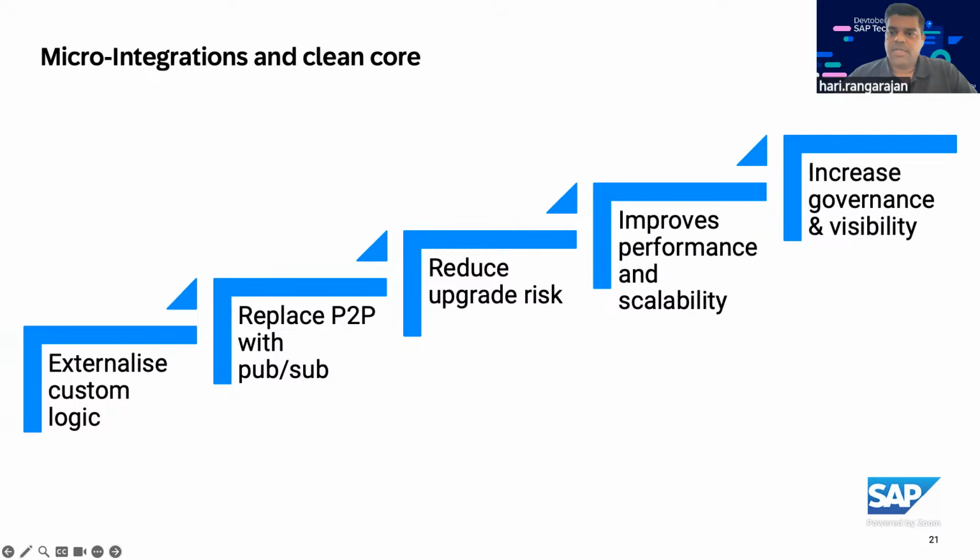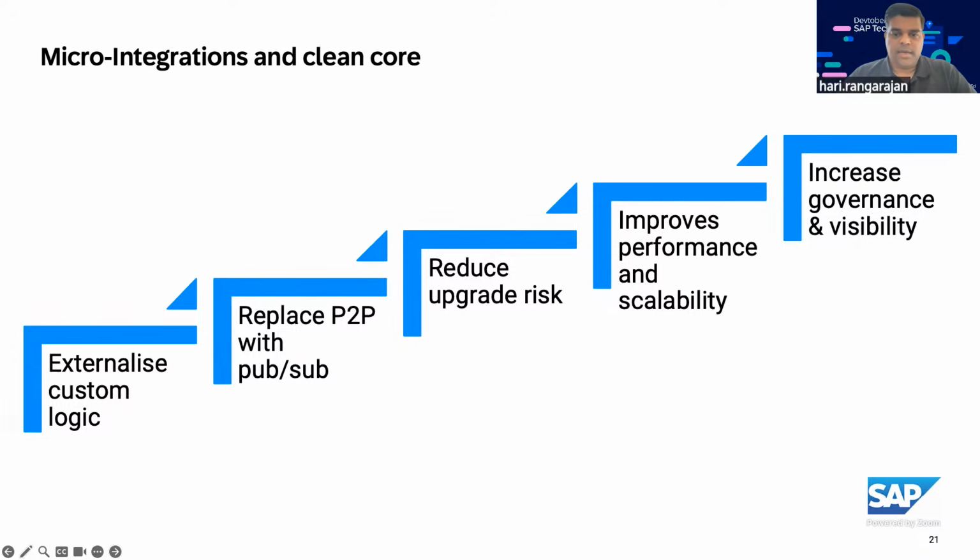Scaling and performance. Micro integrations can be deployed close to the source or the target and scaled independently. Even dissemination via advanced event mesh means many subscribers without exploding your point-to-point edges, right? And this helps meet demand in real time, edge, AI, etc. without overloading the SAP core itself.